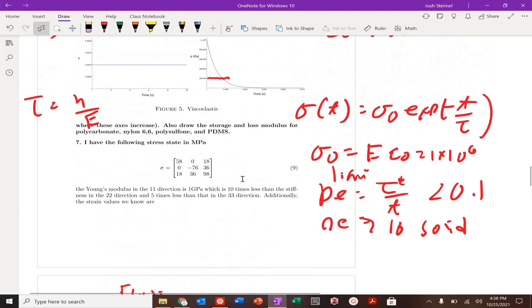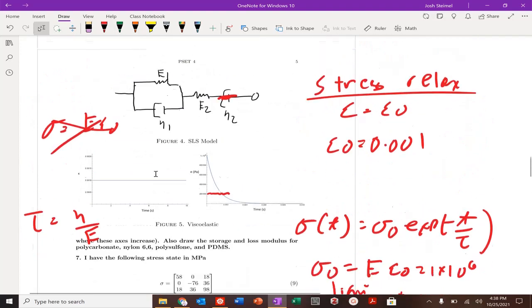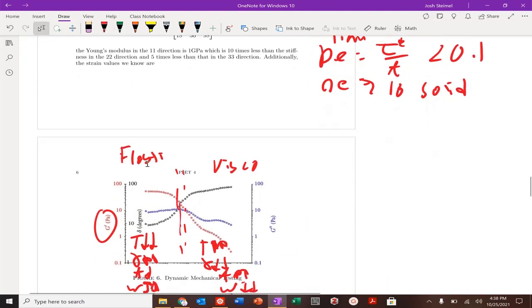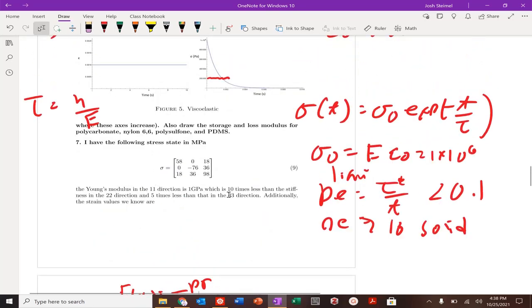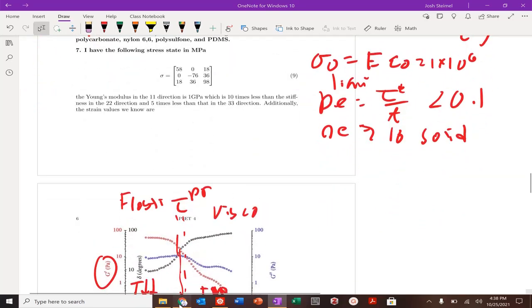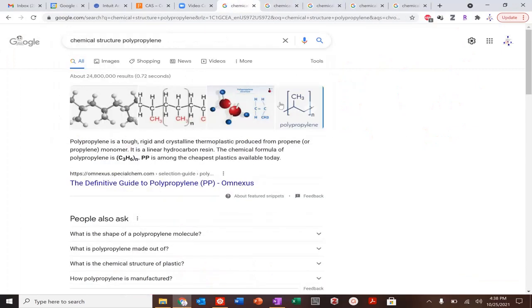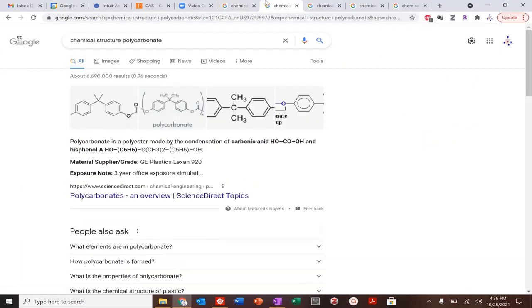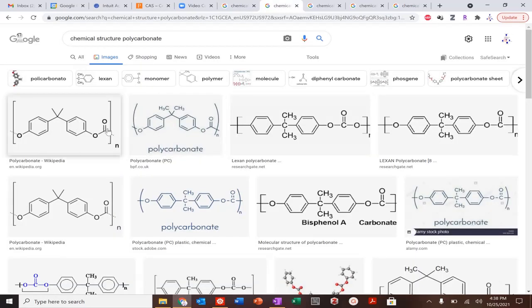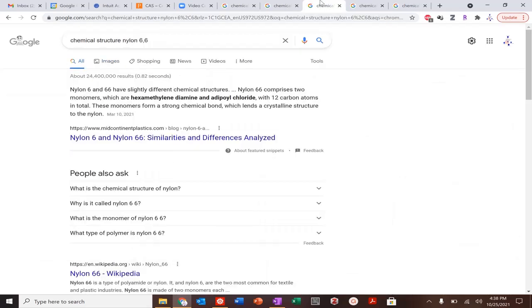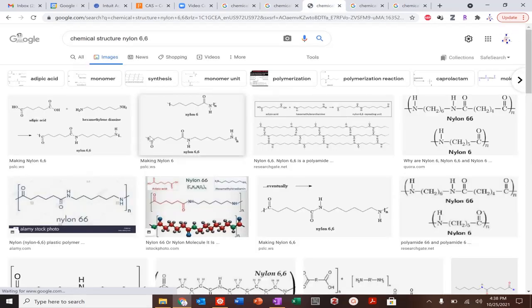So the problem is then asking us to draw how these compare. And this crossover point is our characteristic relaxation time, tau. So this would be the tau for polypropylene. If I look at these other polymers, polycarbonate, nylon 66, polysulfone: polypropylene has a CH3 in it. Polycarbonate has these super rigid backbones, with possible H bonding going on here. Depending on the structures, it's got methyl CH3 groups as well. Nylon 66, we have H bonding.